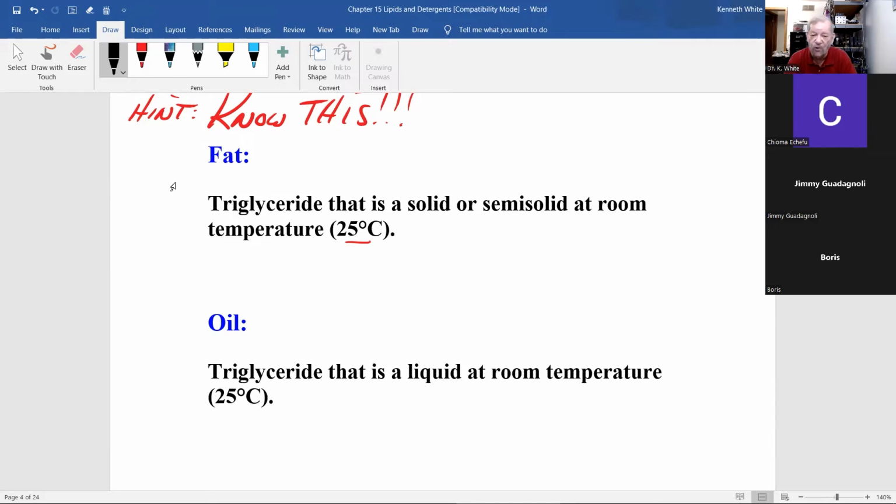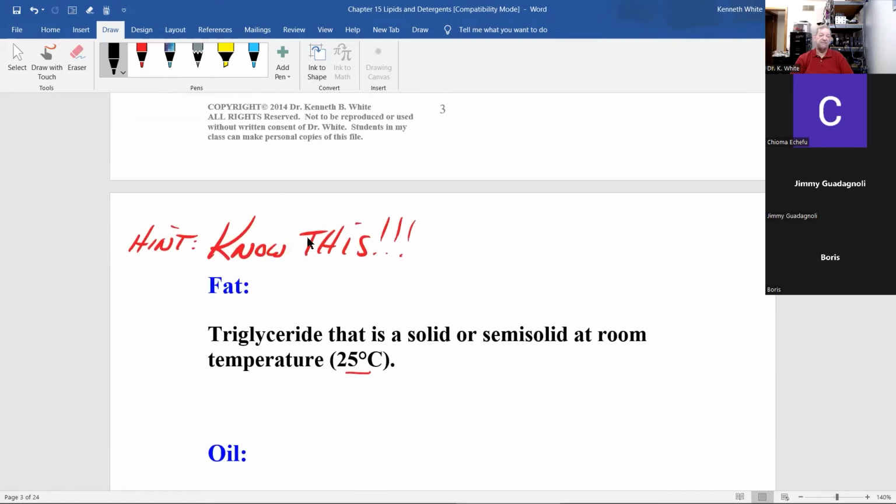Now, if you let it cool down to room temperature, that liquid fat becomes a solid or semi-solid. So fat, a triglyceride that's a solid or semi-solid at room temperature. Oil, a triglyceride that's a liquid at room temperature. Hint, you should know that.